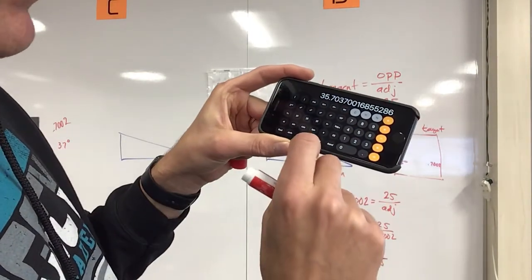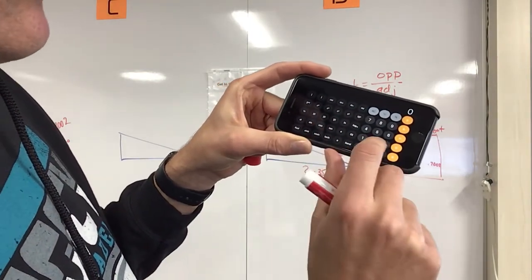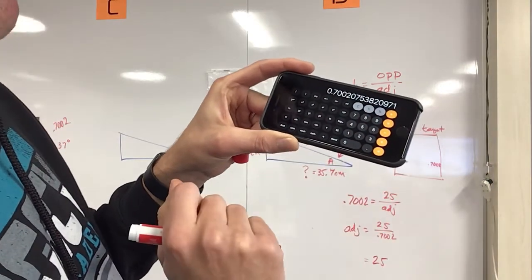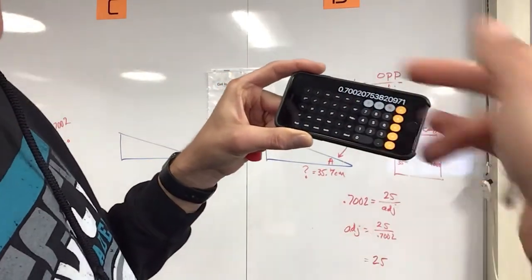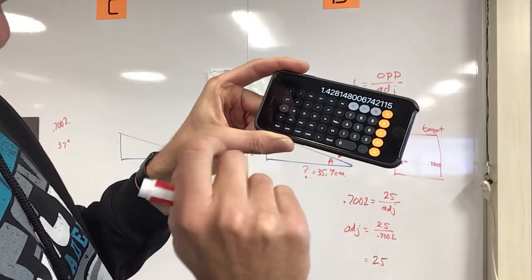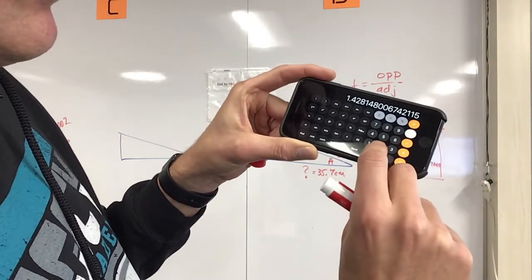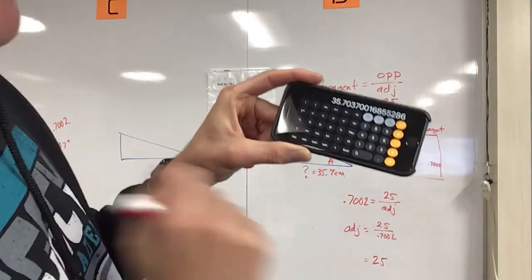So on the calculator, what I did was a couple steps, I'll repeat them. I took the 35 degrees, I took the tangent of it, and then I wanted to reciprocate that, so I did the 1 over x, and I multiplied it by the 25. So there's my 35.7.